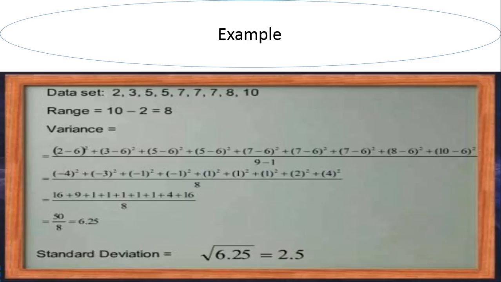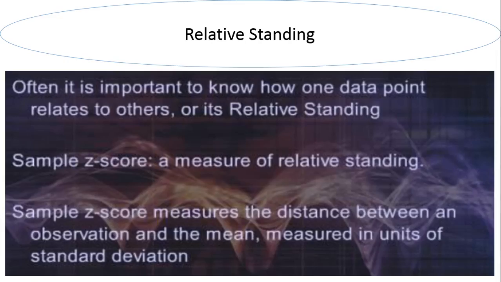So another way in descriptive statistics is relative standing. Relative standing is often important to know how one data point relates to others. We have the sample z-score. Z-score is a measure of relative standing.